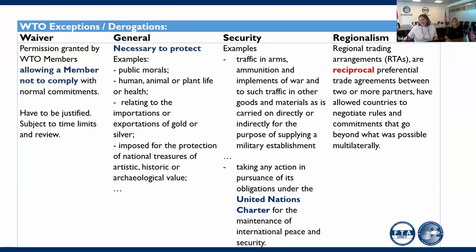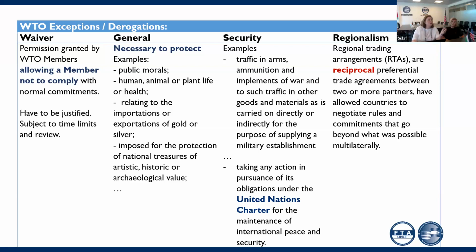And our favorite exception is regionalism. This is where countries are allowed to agree to have different relations, different tariffs between the two parties to an FTA. It could be an FTA, bilateral or regional. Remember, the Oman-US FTA is a bilateral one, while Oman being part of the GCC, or the European Union, is a regional agreement. I'm going to talk about that in more detail as we go along.